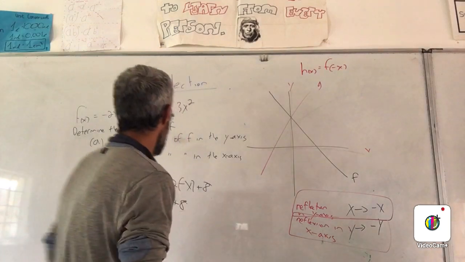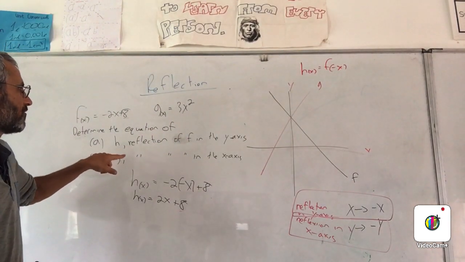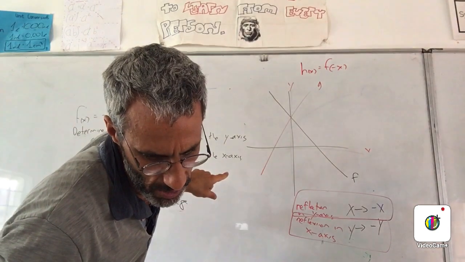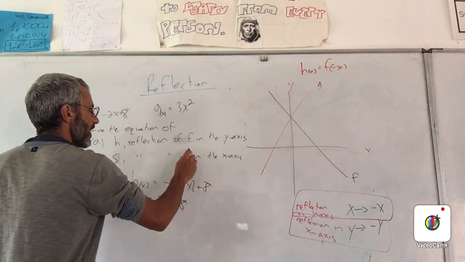Okay? Now, they wanted to reflect G. Oh, sorry, they wanted to, hang on. Top G. That shouldn't have been G. That should have been S. Sorry. Okay? So, S, okay?